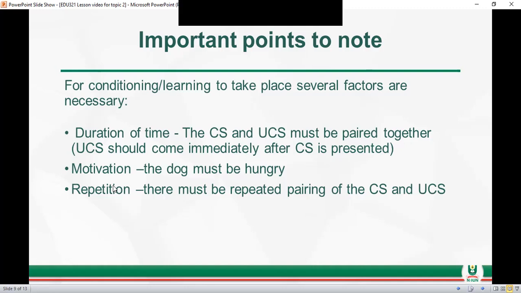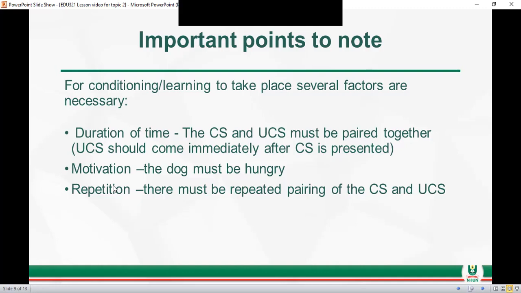Then another factor that is necessary, that is important in the whole experiment, is the motivation. The dog must be hungry. If the dog is not hungry, salivation might be difficult to come back. It might be difficult for the dog to salivate. So the dog has to be hungry for the salivation response to take effect.